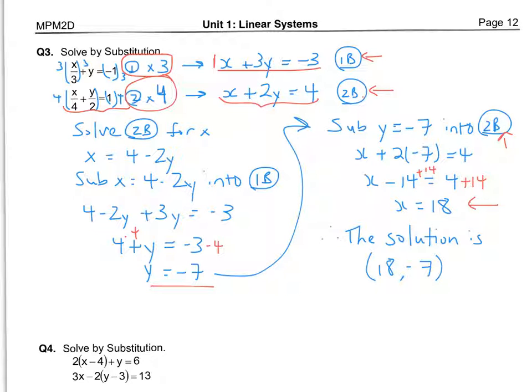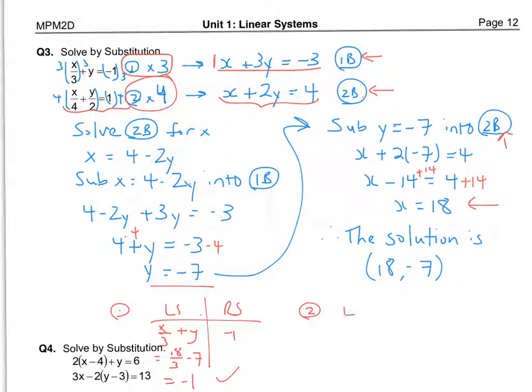Now I can always check my answers by doing a left side, right side check. So I could check equation number 1. My left side is x over 3 plus y, and my right side is negative 1. If I do 18 divided by 3 and then subtract 7, that's going to give me 6 take away 7, which is negative 1. So I know that that point definitely works on equation 1.